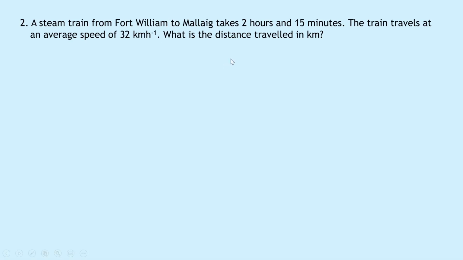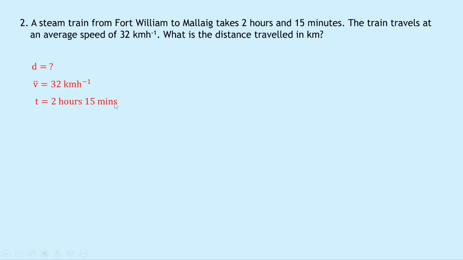And in this question, we're asked to find the distance in kilometers. Now notice that we're given an average speed in kilometers per hour, and we're given a time in hours and minutes. So that means that we don't need to convert into meters and seconds for meters per second, because the question is asking us for a distance in kilometers. So the first thing to do is write down what we know. So we're trying to find the distance. We know the average speed is 32 kilometers per hour, and the time is 2 hours and 15 minutes.